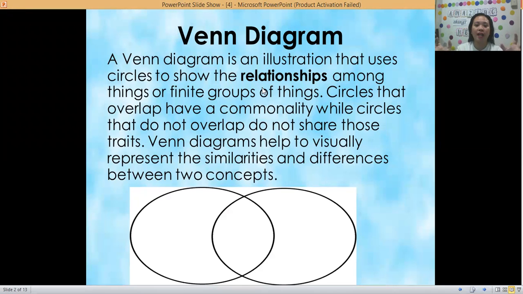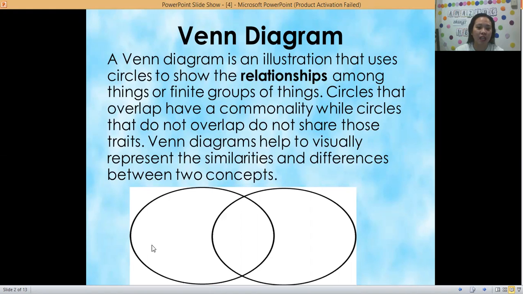So we're going to show the relationship of animals, okay? We're going to compare animals. Circles that overlap have a commonality. So it means they are common. Both of them have this kind of characteristics, while circles that do not overlap do not share those traits.